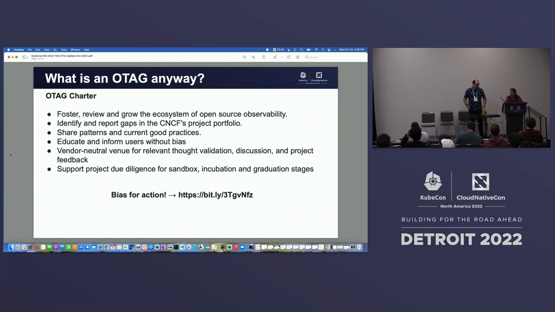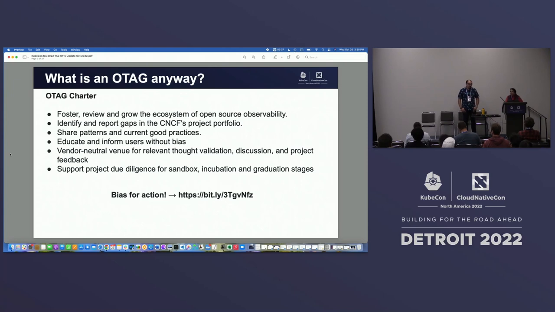Share patterns and good practices for observability. Many of us are working in the space where we build tools as well as solutions and pipelines for observing our systems. And being able to share good practices that many of our teams have identified or developed, or what works for specific use cases, this is a forum to do so. We also work a lot with education, inviting different speakers to share their knowledge, and we all learn from that. And also providing a vendor-neutral venue for validation, discussion of project features, and introducing sometimes different features that then land up in different projects.